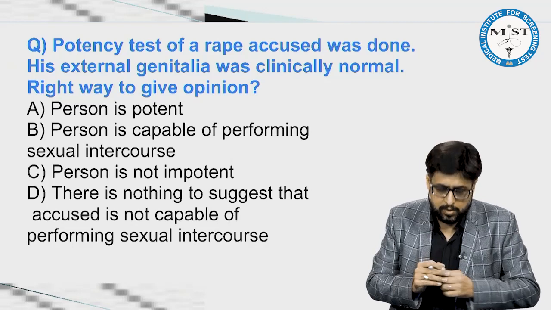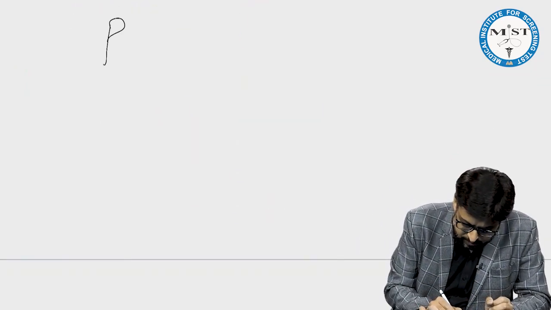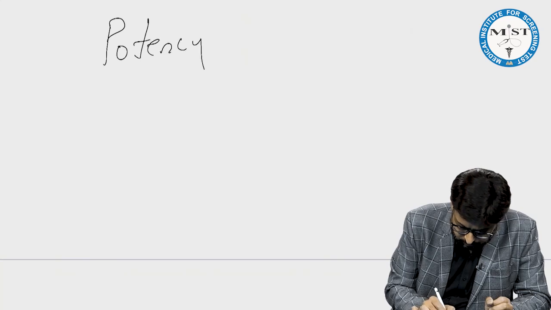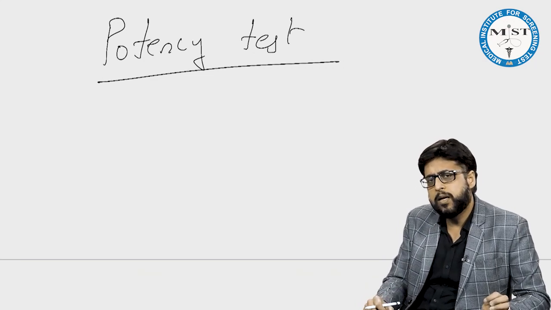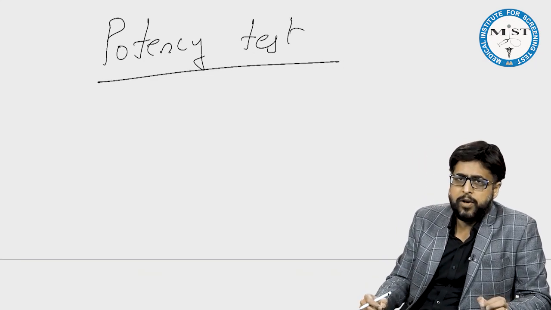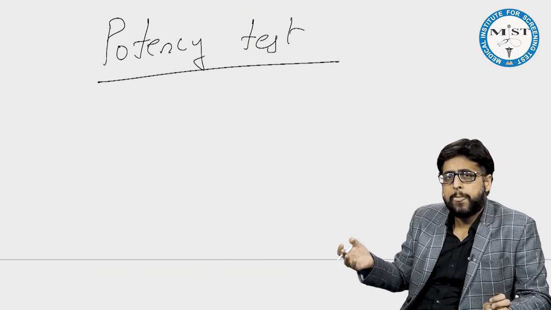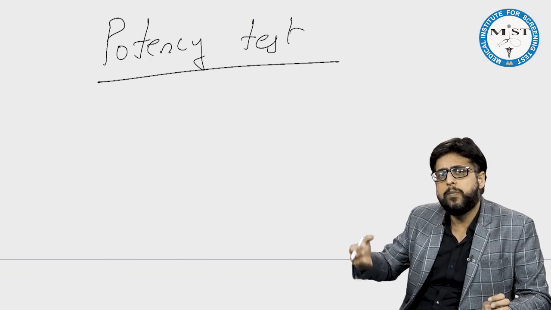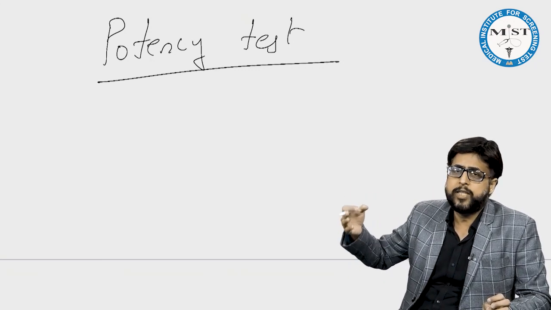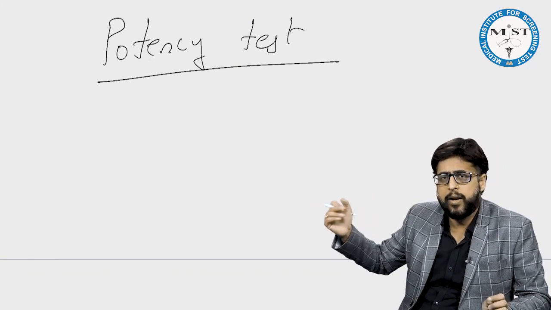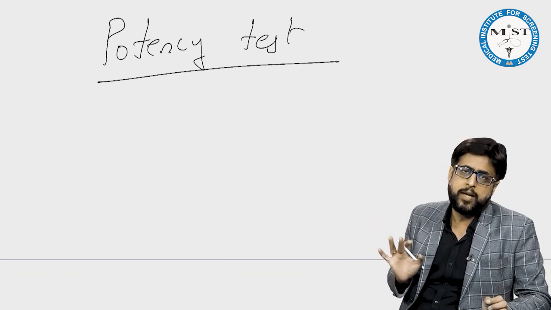Okay, let us discuss the concept first. First of all, if we talk about the potency test, can an impotent person commit rape? If you look at the definition of rape, insertion of any object or body part into the mouth, vagina, urethra, or anus is considered rape. So, as such, even an impotent person can commit rape.